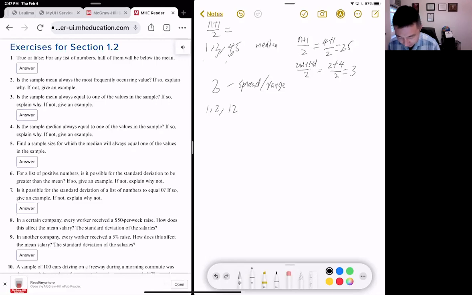So for example, for these 3 sample items, we have 1, 2, and 12. 12 is much larger than 1 and 2. So the mean value will be 1 plus 2 plus 12 divided by 3, which is 5. If we calculate the standard deviation, skipping the calculation, you can calculate based on the equation, it is 6. So the sigma is, in this case, larger than the mean value.